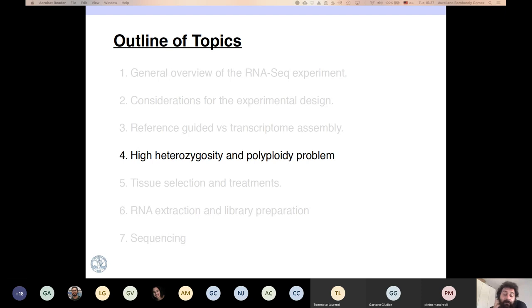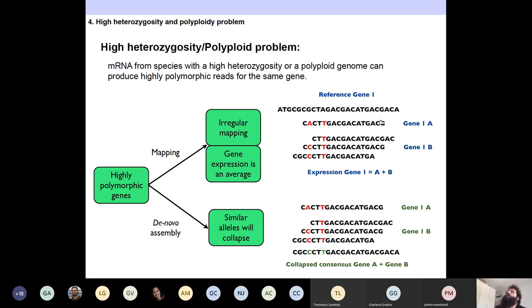Okay. If you don't have any other question, I will move to high heterozygosity and polyploidy problems. As you know, you have more than one allele in most of the genomes, and also some of them can be polyploid. So when you have an mRNA from a species with high heterozygosity or a polyploid genome, you are going to produce highly polymorphic reads on the same gene. When you are doing the mapping, the problem is that you may have an irregular mapping and the gene expression is an average. Or when you are doing the de novo assembly, you may collapse some alleles.